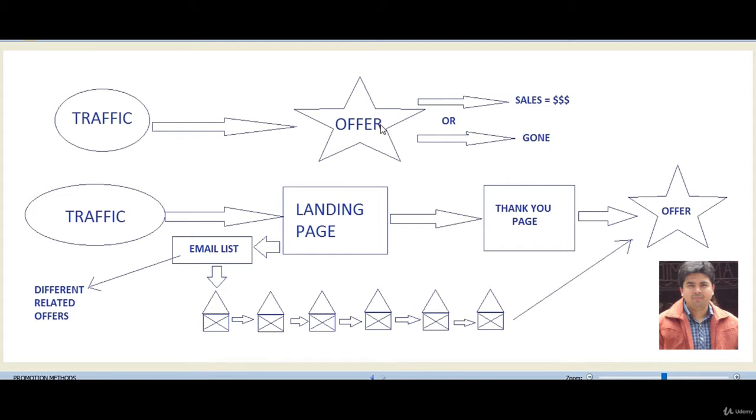Now the chances are the visitor can buy the product. If he buys the product, you get the commission out of it, or he may leave the site and is gone. The criteria for choosing a product for method 1, direct linking, is entirely different from the criteria for choosing a product for email marketing.